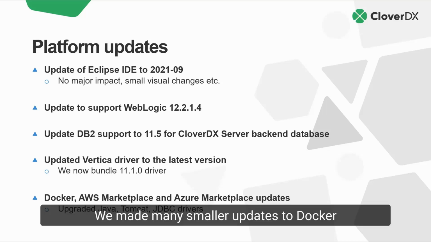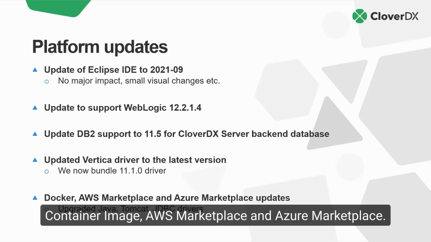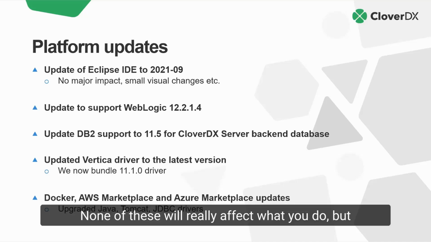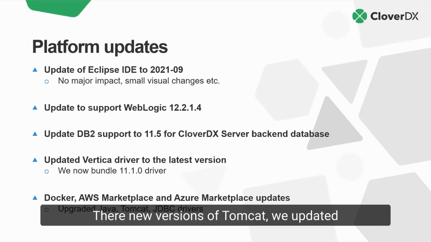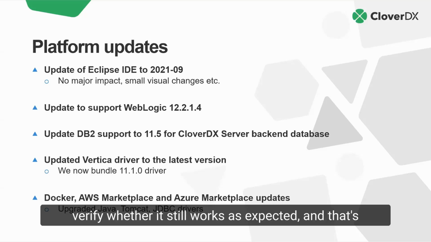We made many smaller updates to Docker container image, AWS Marketplace, and Azure Marketplace. None of these will really affect what you do, but they are general platform updates. So we have newer Java there, new versions of Tomcat. We updated several JDBC drivers and related configuration. So as far as the functionality goes, nothing will change for you. But if you rely on specific versions of something installed in one of these stacks, then you should verify whether it still works as expected.